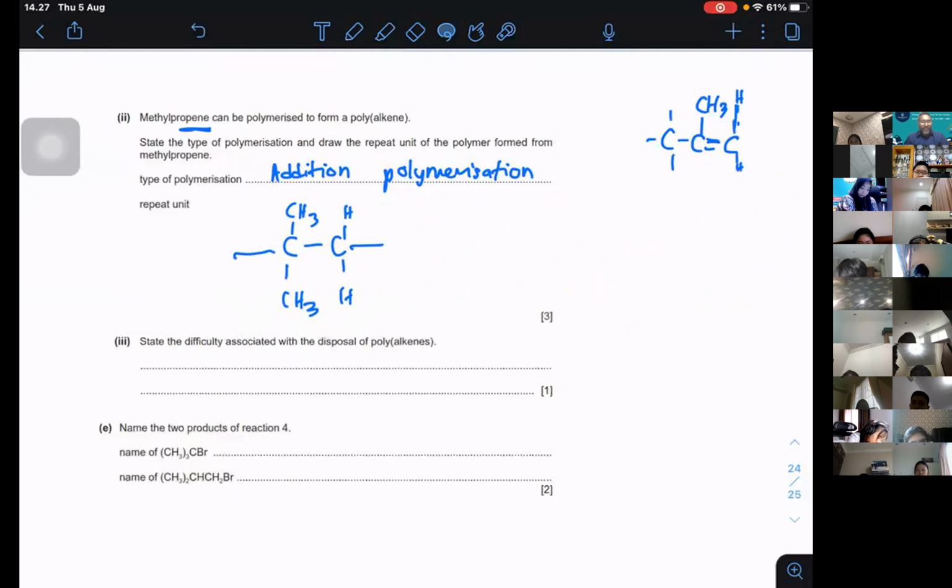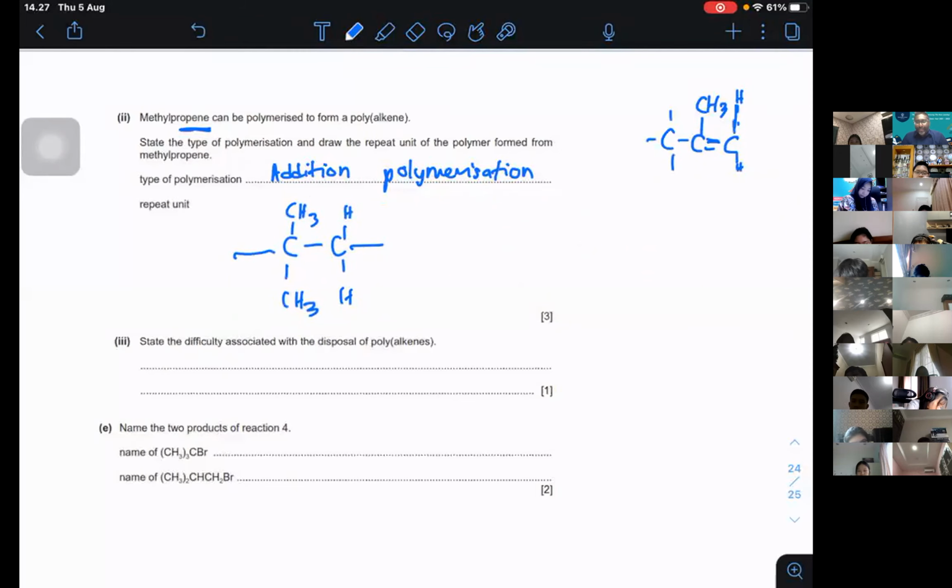And then state the difficulty associated with the disposal of polyalkenes. They have saturated bonds. When you want to dispose of them, they are non-biodegradable. Why? Because they are not susceptible to chemical attack, because there is no double bond. So they are unreactive, non-biodegradable, or non-reactive. So they cannot be broken down.